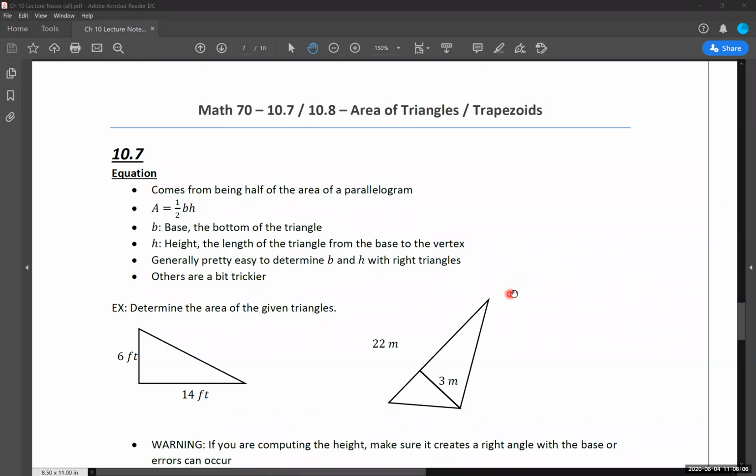All right, so today we're going to be covering 10.7 and 10.8, working with the area of triangles and trapezoids. So first and foremost, we're going to work with triangles here.